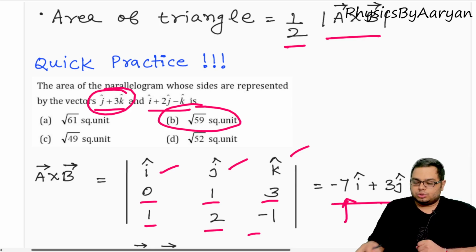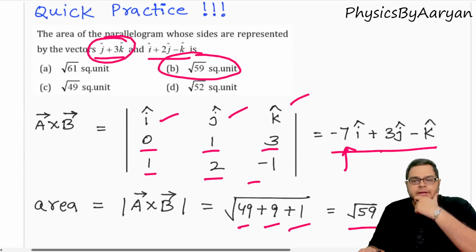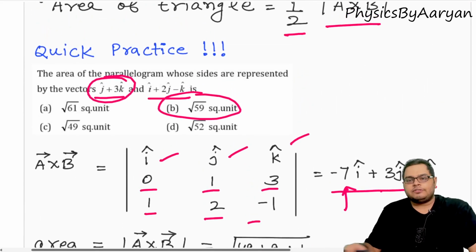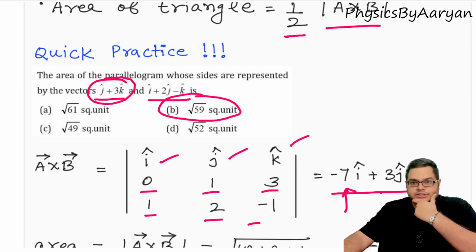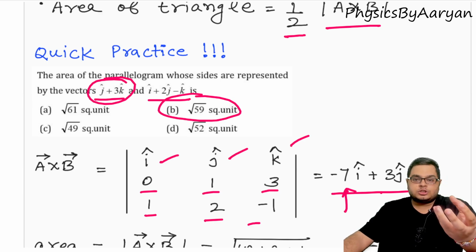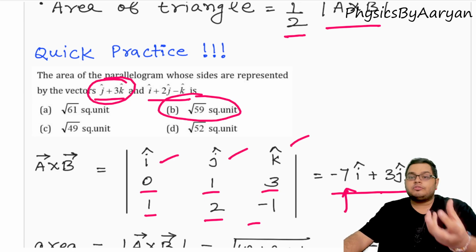Okay. So that is, I think, all about cross product. In the next lecture, I will start a very interesting thing, which is basically how to add the vectors. And I will teach you 2 to 3 different ways to add the vectors or find the resultant of the vectors, which is very, very important.